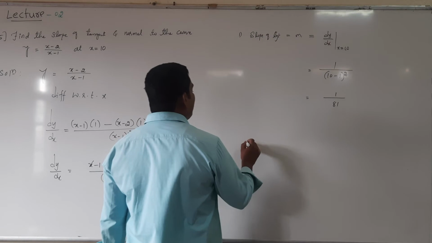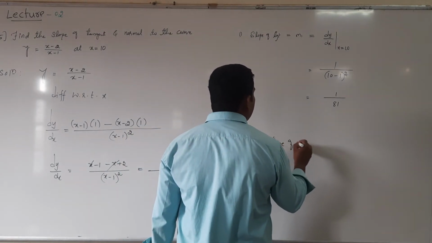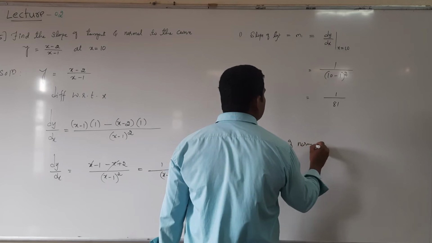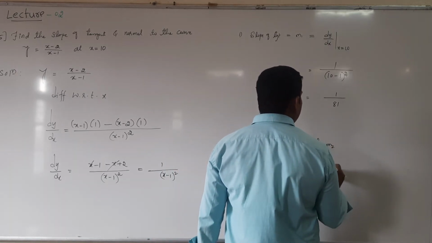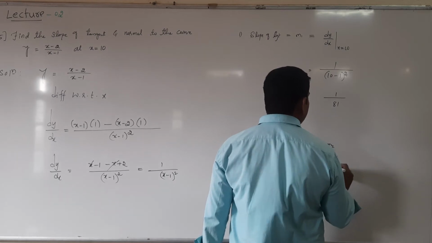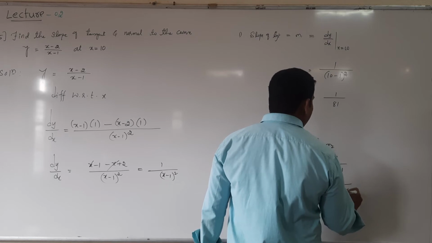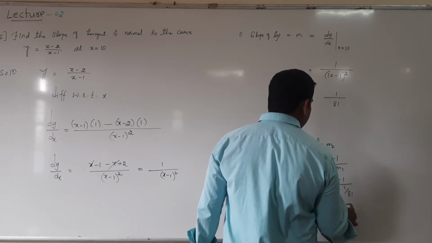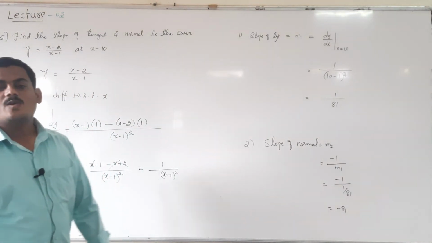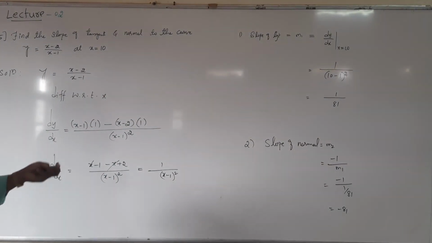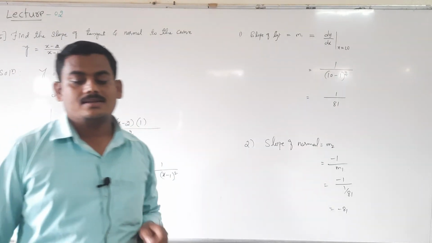Now slope of normal. Slope of normal line is m2, and m2 is nothing but minus 1 divided by m1, that's equal to minus 1 divided by 1 divided by 81, that's equal to minus 81. Minus 81 is the slope of the normal line, and 1 divided by 81 is the slope of the tangent line, right?